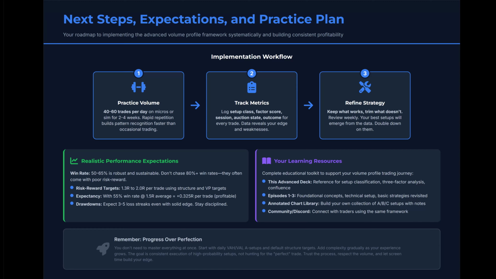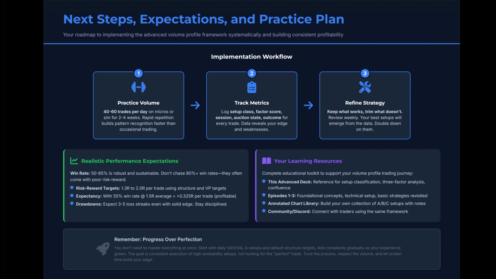Drawdowns. Expect 3 to 5 loss streaks even with a solid edge. This is normal. Even a 60% win rate means 4 losses out of every 10 trades. Sometimes those 4 losses will cluster together. Stay disciplined. Don't increase size to chase losses. Don't abandon the framework after a bad week. Drawdowns test your emotional control. The traders who survive drawdowns are the ones who trust their process and stick to their plan.